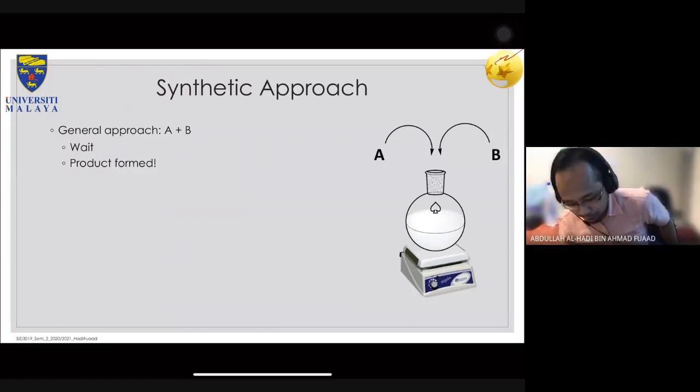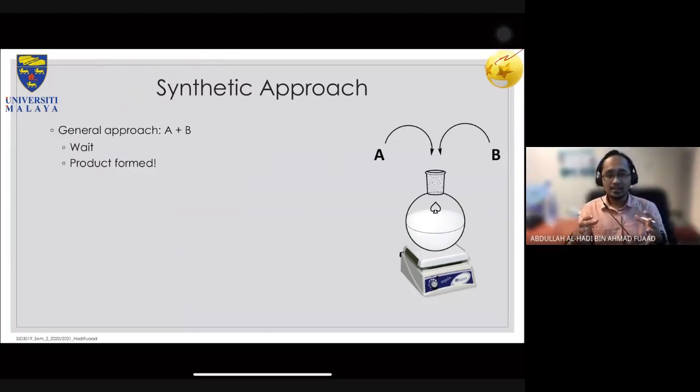Now, again, this is a little bit of a refresher. In any synthetic approach, regardless of whether it's peptides or proteins or any reactions that you have completed during your first year, especially because your second year is most likely just an online version, any synthesis reaction is basically a combination of two reactants.